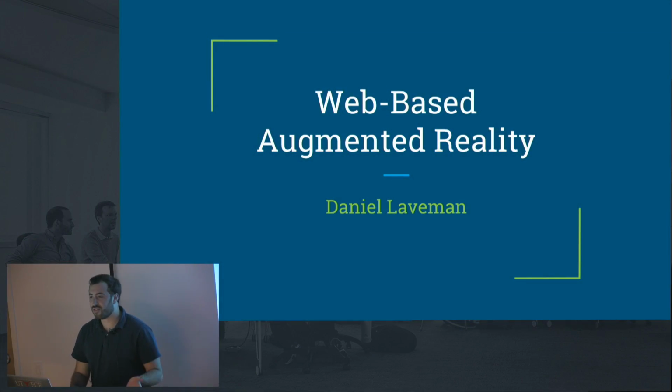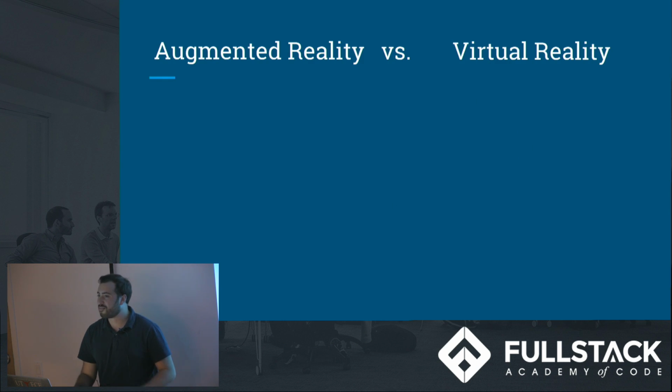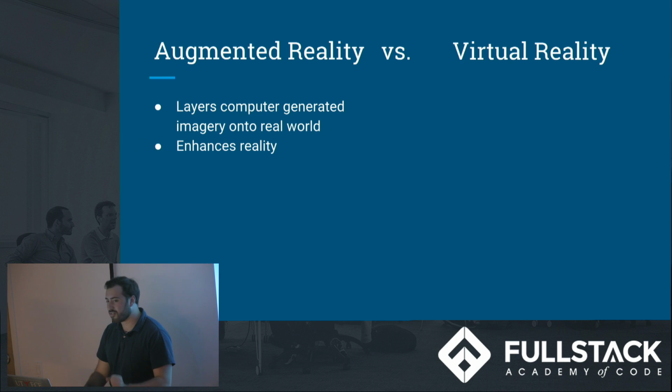If you don't know, augmented reality is a way of taking the real world and adding some things onto it to enhance it. So let's start by going over augmented reality as opposed to virtual reality, because there are a few differences, pretty major ones. Augmented reality, as I said, layers computer-generated imagery onto the real world. It enhances your reality. It uses what you have in order to map, put it into a 3D structure, and then adds computer-generated imagery on top of that to make your world look a little bit cooler.